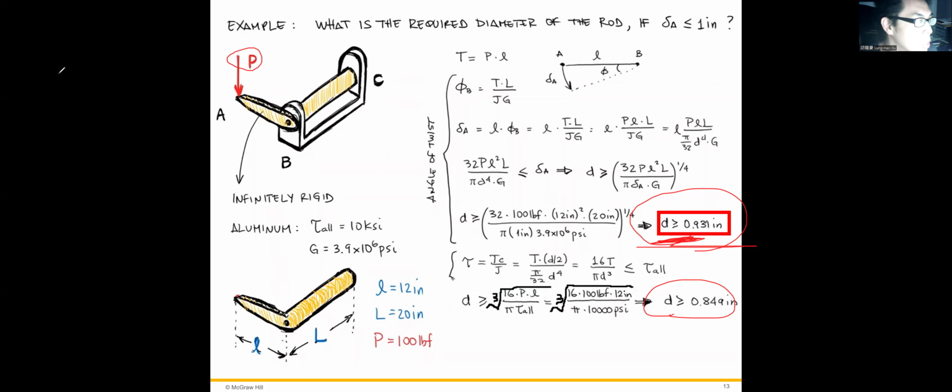Okay, so today's course we're going to stop here. For the next course, we're going to start from bending. I think you should already have learned it from your mechanics of materials course. Okay, so let's stop here.